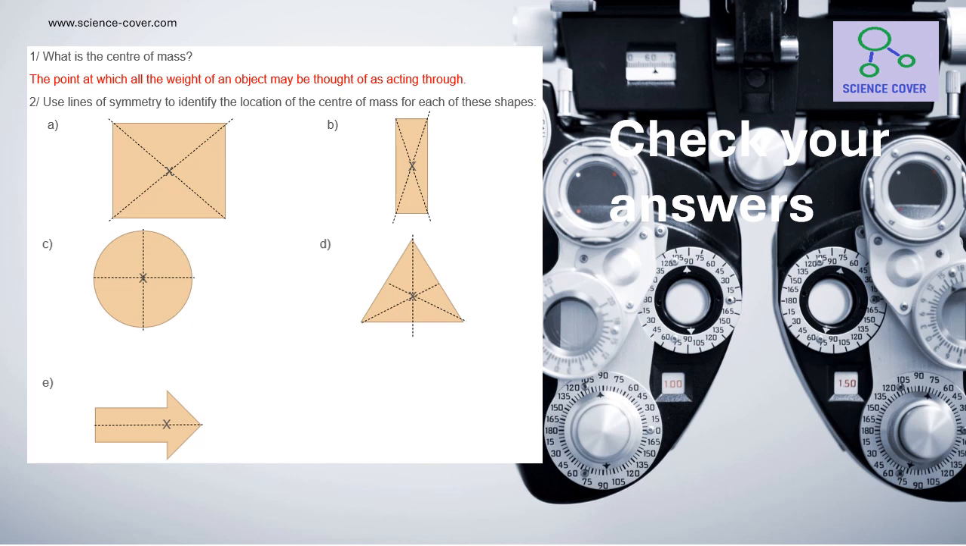At A, the centre of mass is in the centre of the square. At B, the centre of the mass is in the centre of the rectangle. At C, the centre of the mass is at the centre of the circle. In D, the centre of mass is in the lower central section of the triangle. And in E, the centre of mass runs along the middle of the arrow, but we can assume that it'll be to the right-hand side because this is where the arrow splays out.